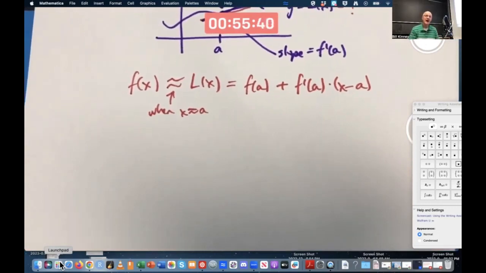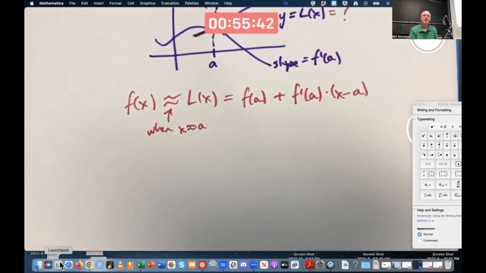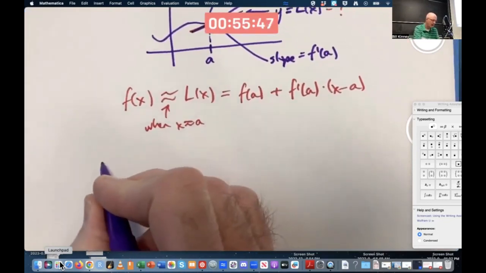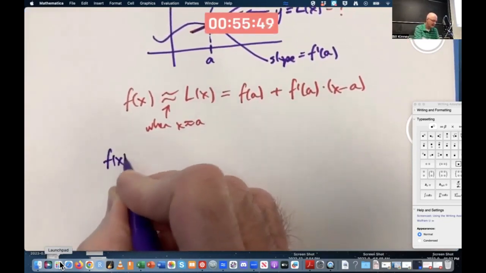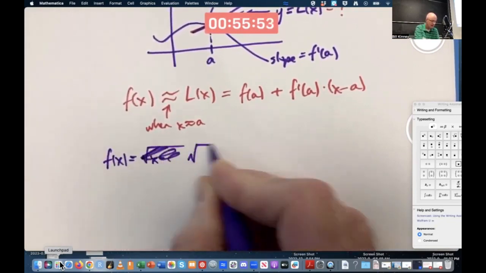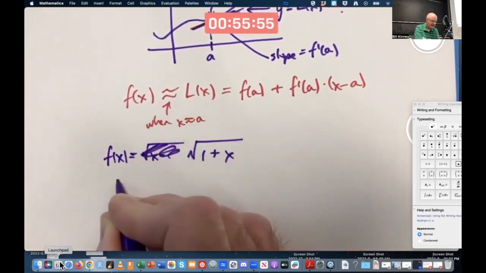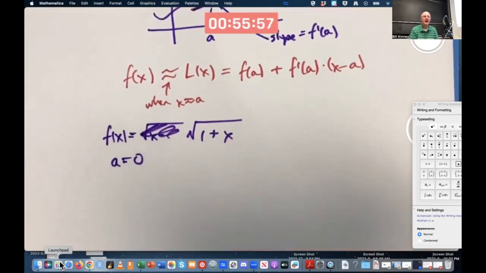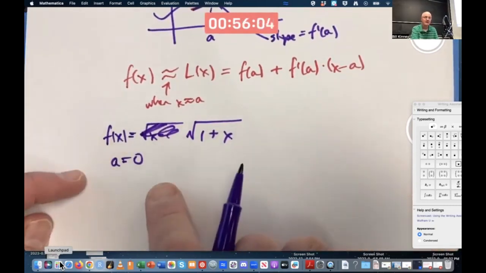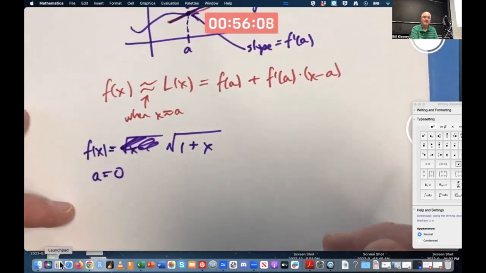In section 3.9, homework will be due a week from now. You have problems like, here's f of x. F of x is square root of 1 plus x, and a is 0. Find L of x. Find the linear approximation to the graph near this point. Just use this formula. That's all you have to do.